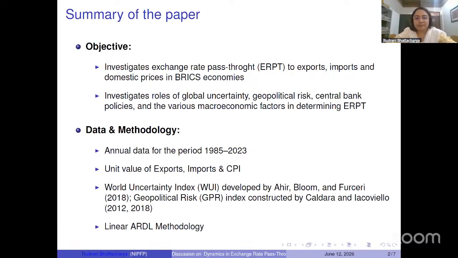So quickly to summarize, the objective of the paper is to investigate the exchange rate pass-through, in short ERPT, in BRICS economies, particularly in a set of prices: export prices, import prices, and domestic CPI. It also focuses a lot in the introduction on how ERPT is affected by global uncertainties, and different indicators are used for that. On data and methodology, annual data is used, three types of prices are taken into account for analysis, and the linear ARDL methodology is used. Next slide, please.